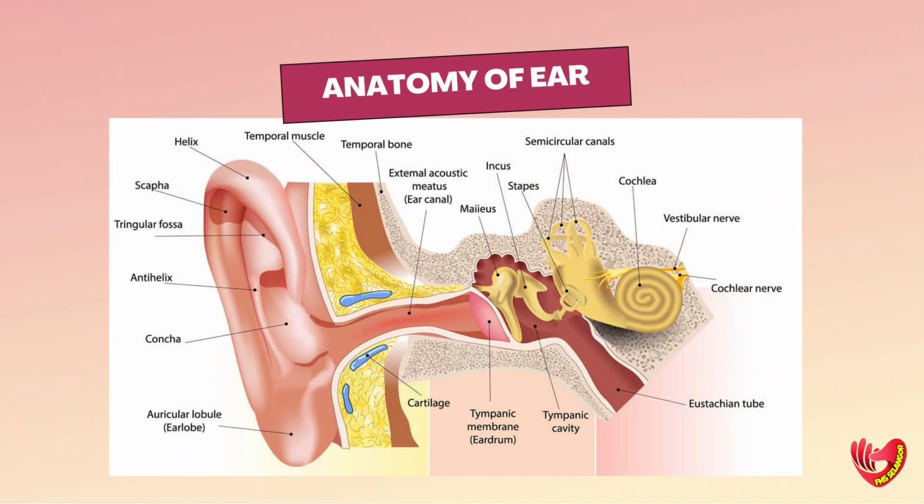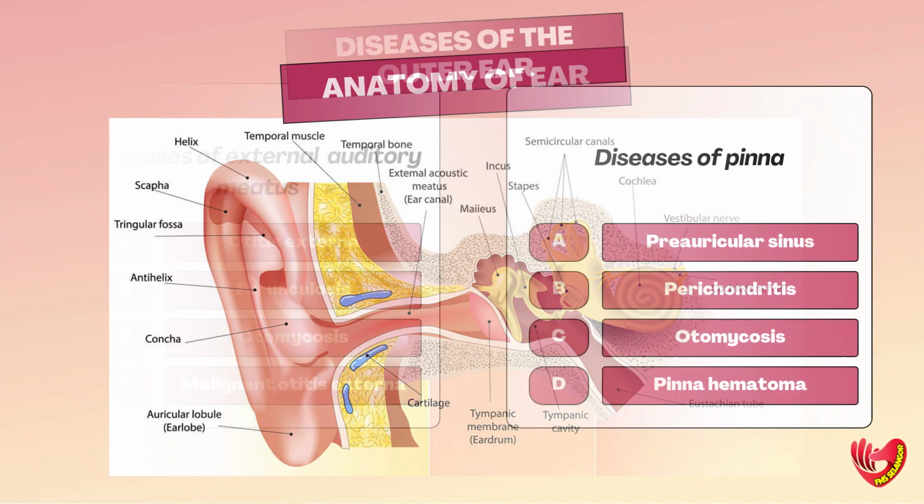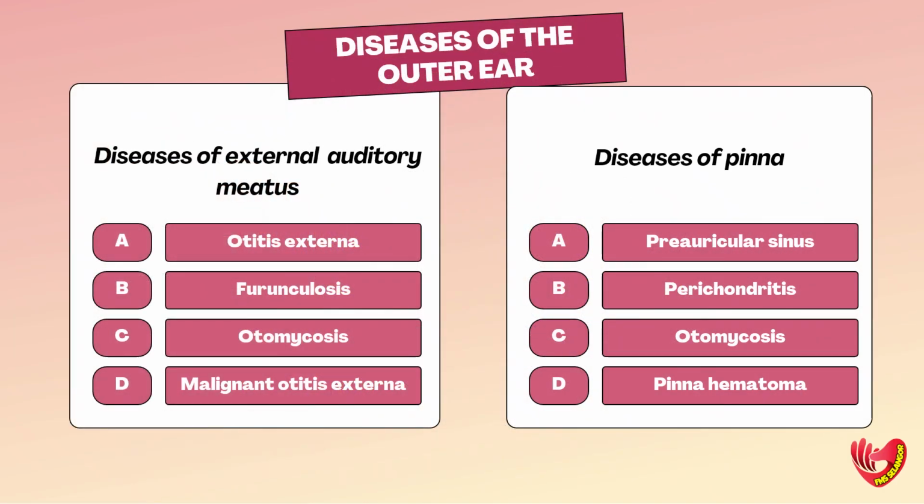In this section, we will examine the anatomy of the ear. The ear is composed of three primary sections, the outer, middle, and inner ear. A thorough understanding of these anatomical structures is essential for accurately diagnosing and managing various ear conditions. For the diseases of the outer ear, we will focus specifically on conditions affecting the external auditory meatus and the pinna.